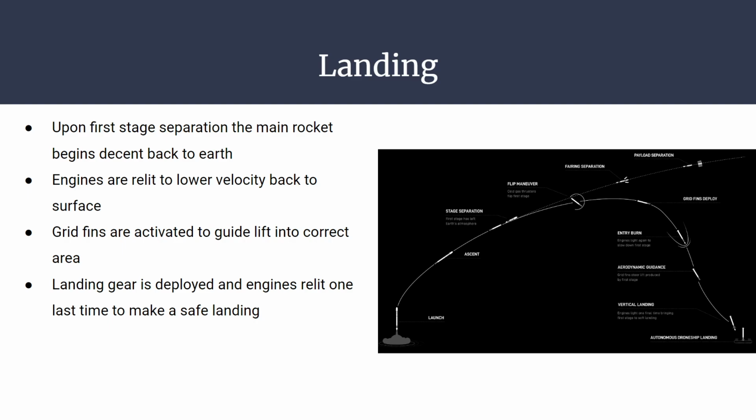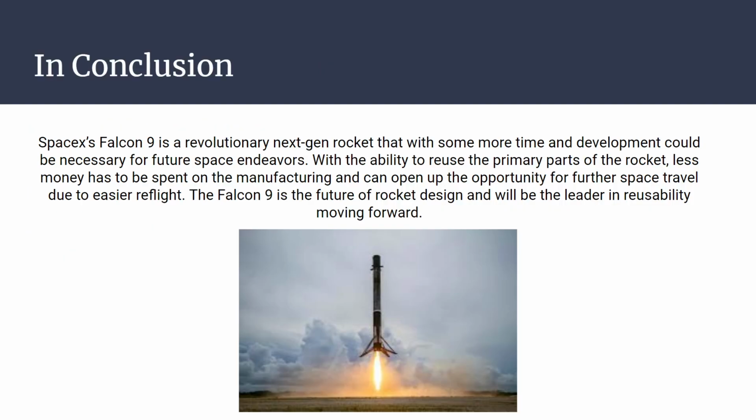So as soon as that first engine re-enters Earth's atmosphere, the engines are relit to lower the velocity back to the surface, and the grid fins are activated to guide the lift into the correct area. That is when the landing gear is finally deployed. Engines are relit one last time, and hopefully it can make a safe and guided landing. That was the general launch of the Falcon 9.